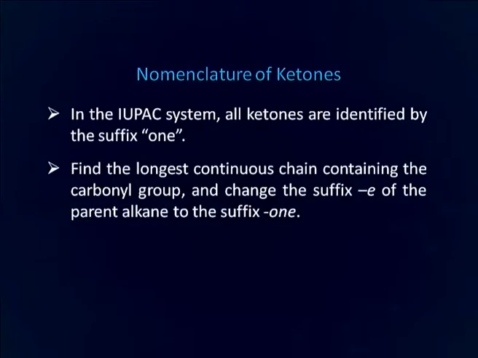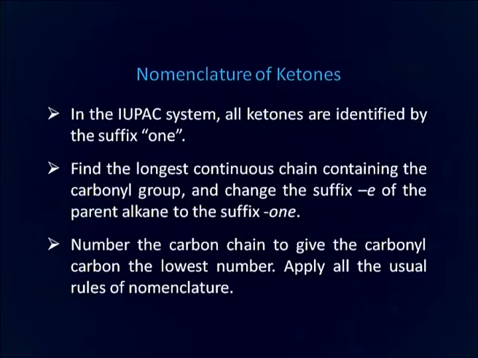Now we will discuss the nomenclature of ketones. In the IUPAC system of nomenclature, all the ketones are identified by the suffix ONE. You have to first find out the longest continuous chain containing the carbonyl group and change the suffix E of the parent alkane to the suffix ONE.